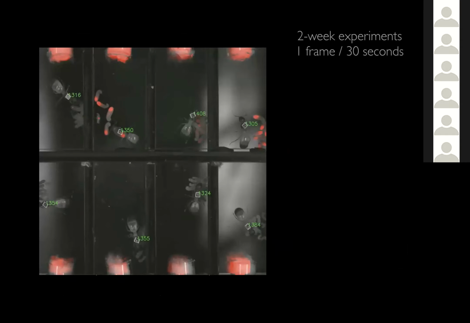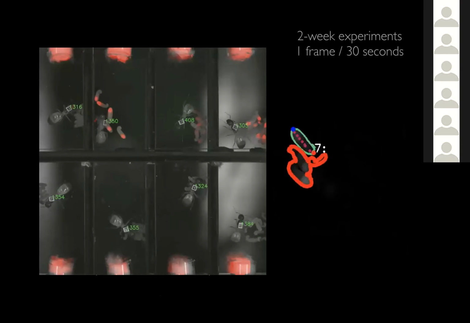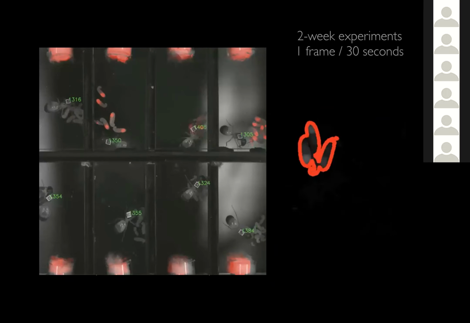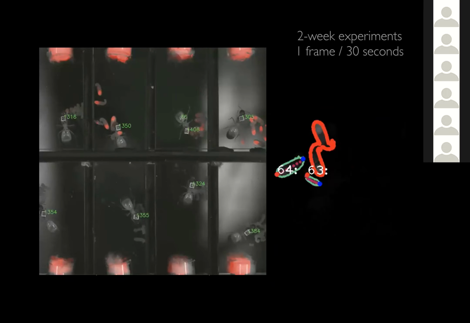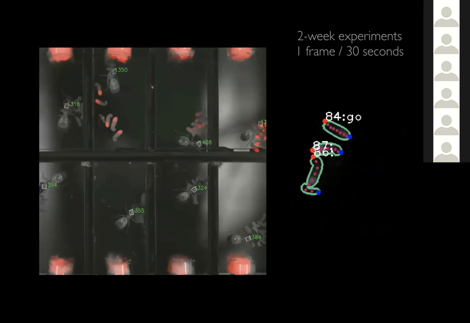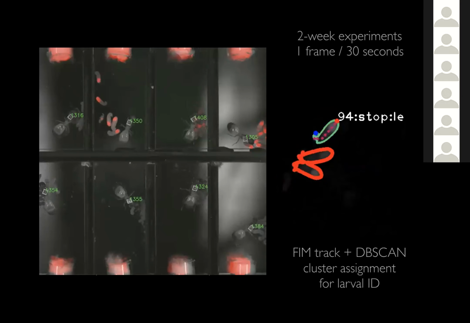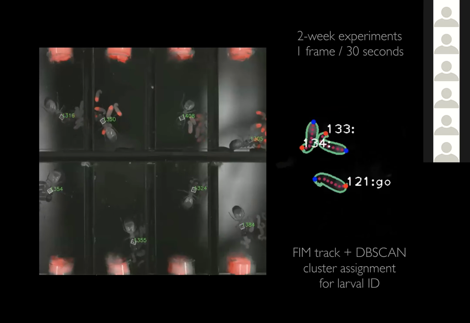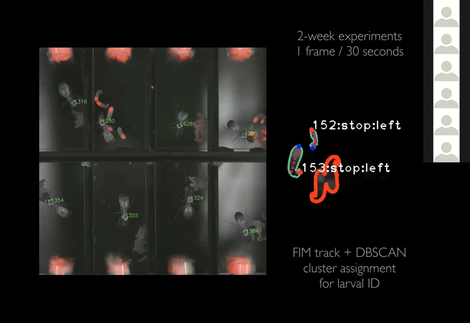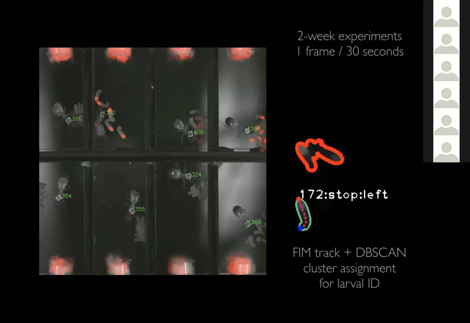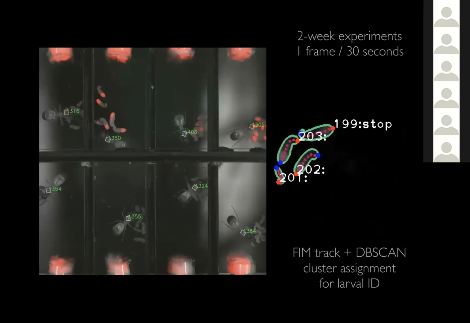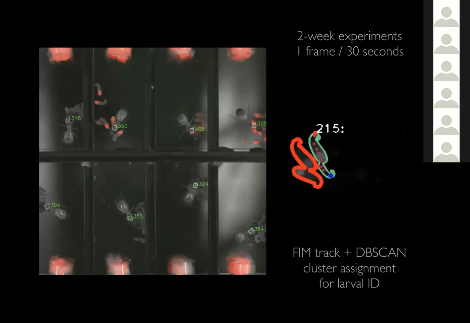And these are 2-week experiments, about 1 frame every 30 seconds. And as you see here, we're managing recognition not of every single frame of all larvae because of the collisions, but we're managing a number of them. And it seems to be enough to get what we need. Fundamentally, we're doing this with a combination of a software called FIMTrack, which was developed by Benjamin Risse, and the algorithm DBSCAN, which I'm using to cluster the segmentations and then do assignments for larval ID. So for now, I call it very supervised machine learning.